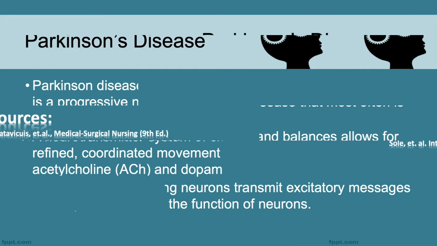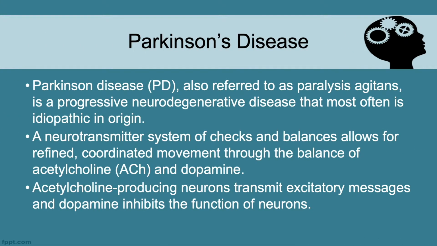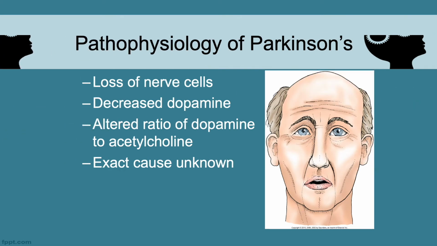Parkinson's disease, also referred to as paralysis agitans, is a progressive neurodegenerative disease that most often is idiopathic in origin. A neurotransmitter system of checks and balances allows for refined, coordinated movement through the balance of acetylcholine, or ACH, and dopamine. Acetylcholine-producing neurons transmit excitatory messages, and dopamine inhibits the function of neurons, so they act as an on and off switch. With Parkinson's disease, there is a malfunction in that balance.